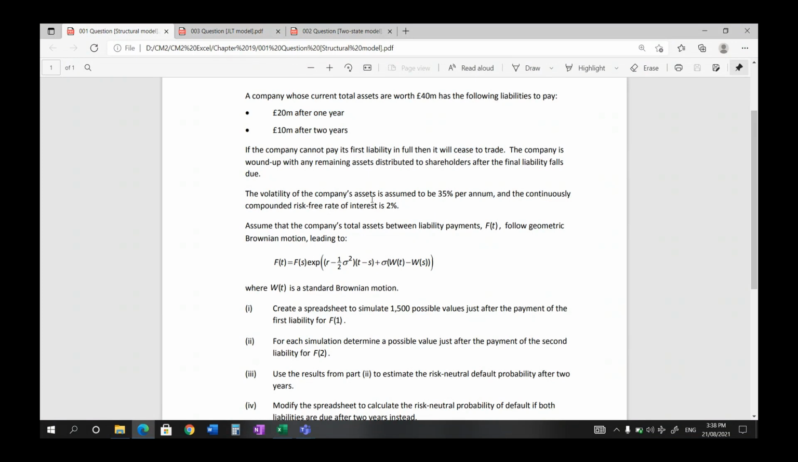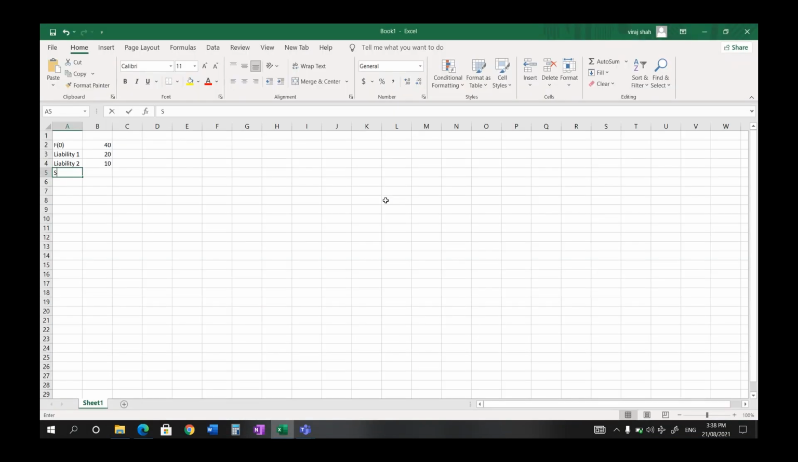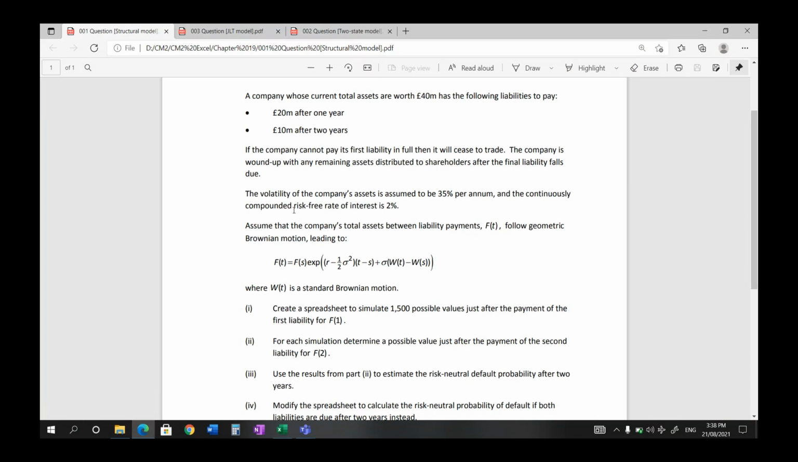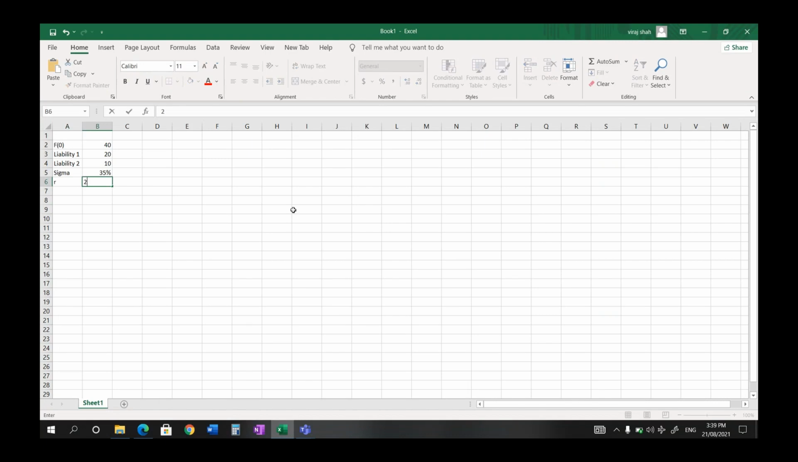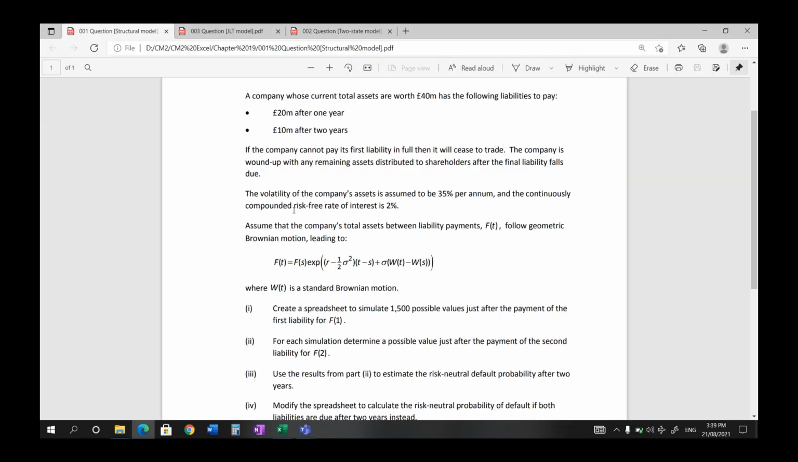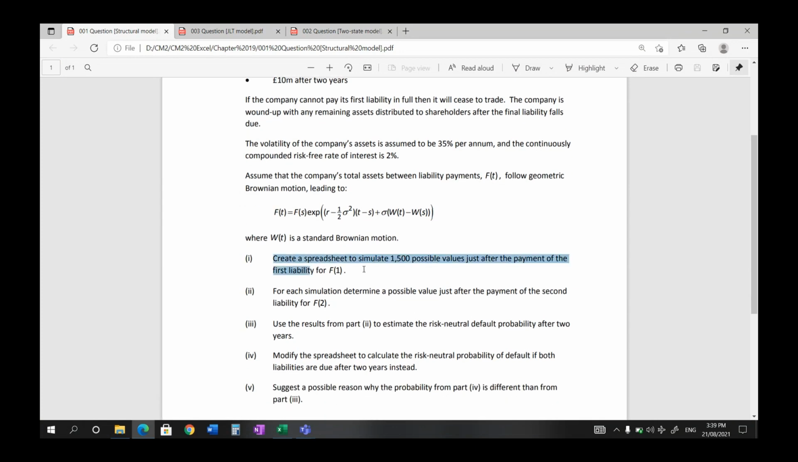The volatility of the asset is assumed to be 35%. So sigma is given as 35%. And the continuous risk-free rate is 2%. So your r is 2%. You have been asked to assume the company's total assets, net of the liabilities, follow a geometric Brownian motion. The geometric motion formula is already given. Create a spreadsheet to simulate 1,500 possible values just after the payment of your liability 1.